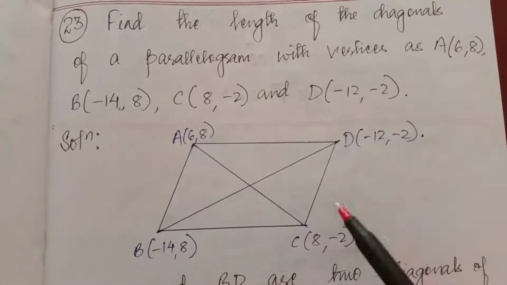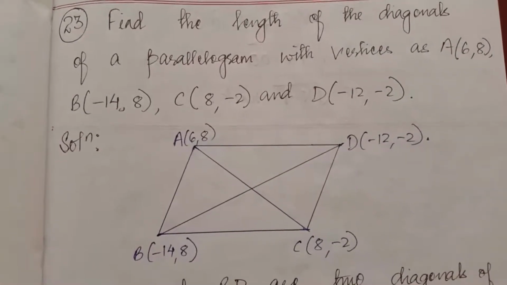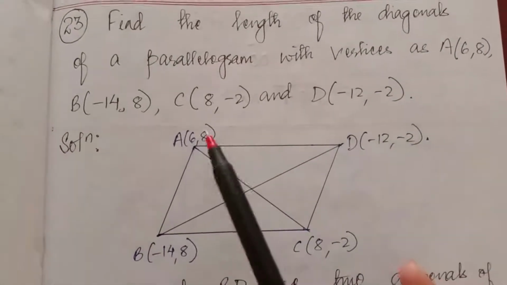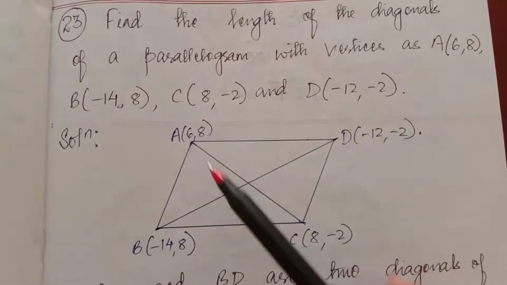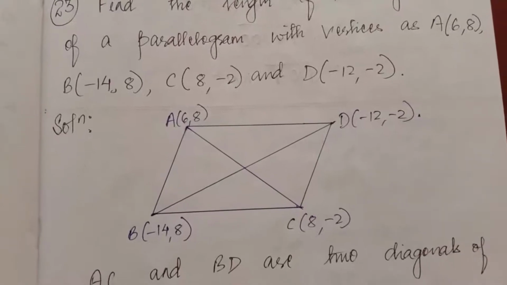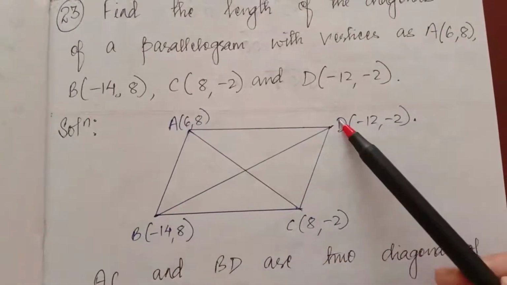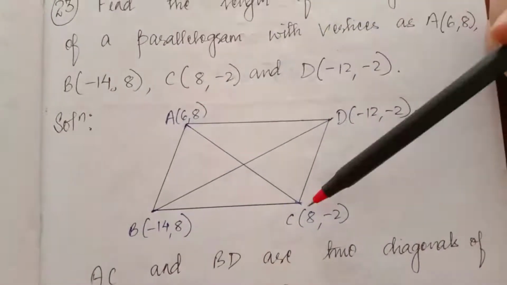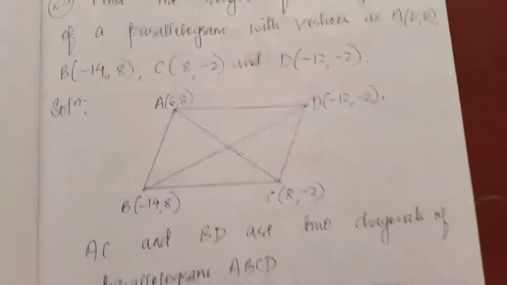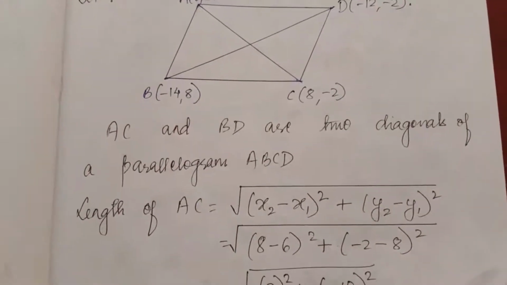Two opposite sides are equal. In question number 22, you have to prove it is a parallelogram. So how to solve? You have to prove AD is equal to BC and AB is equal to CD. So 22 is homework. Here in 23 you have to find the length of the diagonal. These are called the diagonals. So you have to find the length of AC and length of BD. So AC and BD are diagonals of a parallelogram.